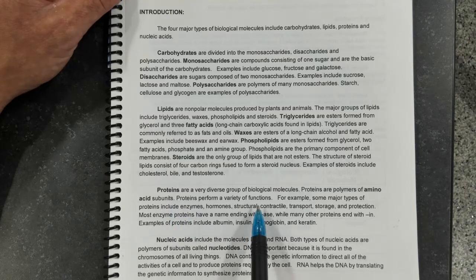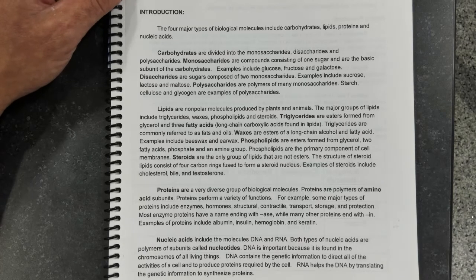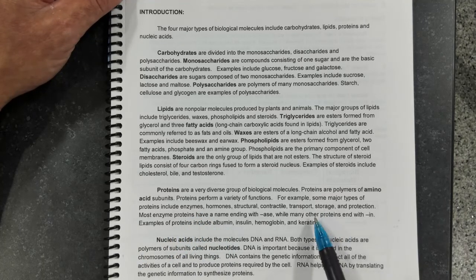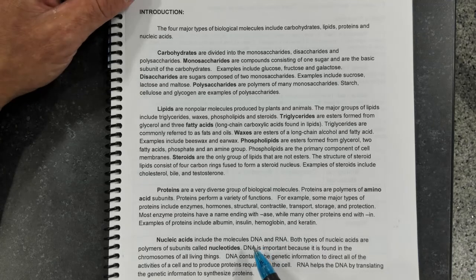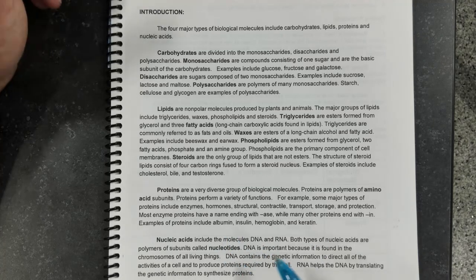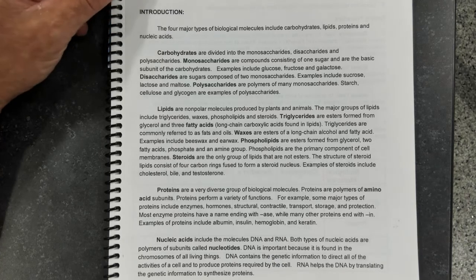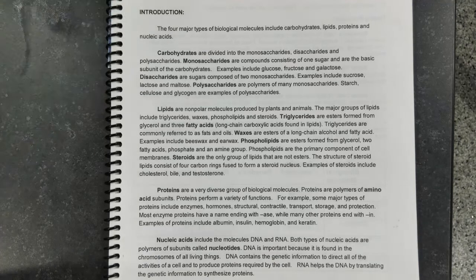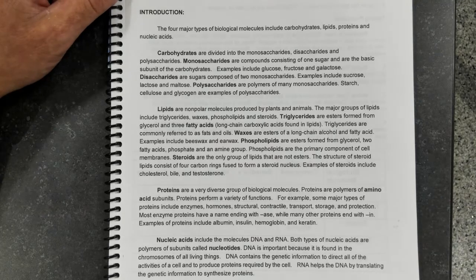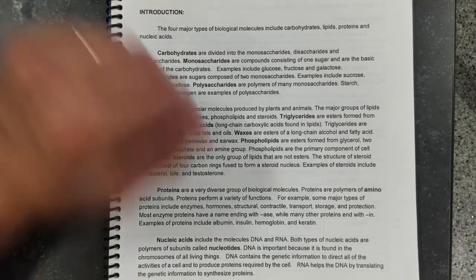Proteins are very diverse. They're polymers of amino acids. They perform a wide variety of functions, from structural to signaling to facilitating reactions as enzymes, storage, and protection. So we're going to use, for instance, albumin in this lab. Nucleic acids are molecules of DNA and RNA. They consist of subunits called nucleotides. DNA stores genetic information, while RNA assists in the expression of that genetic information to synthesize proteins.